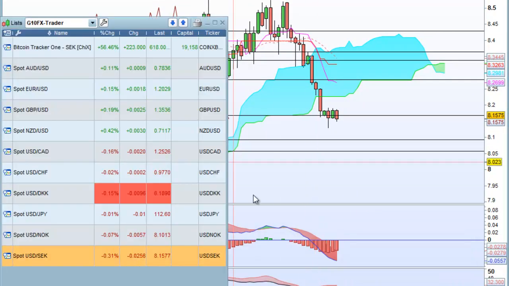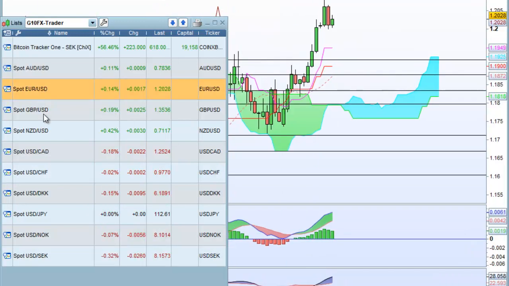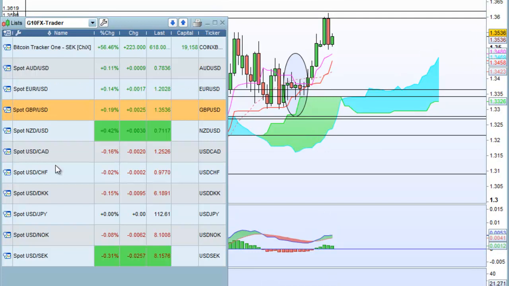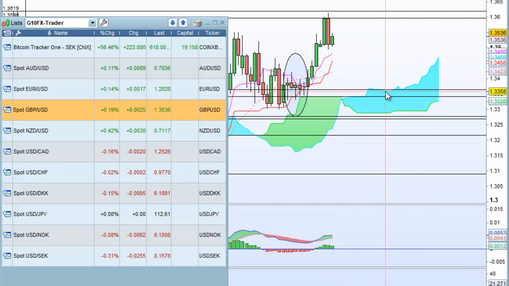But watching very closely. But more interesting, the euro looking for a potential short sell there, and looking for the sterling also to drift back down to the top end cloud chart support levels. So watching very closely to see if these resistance levels will hold.